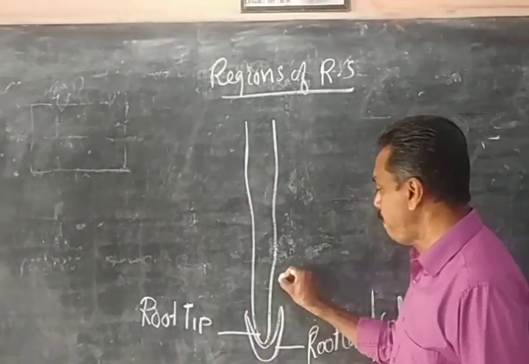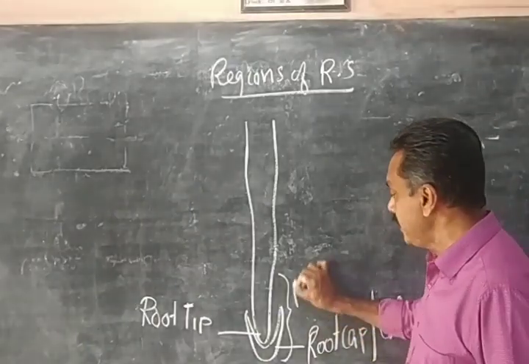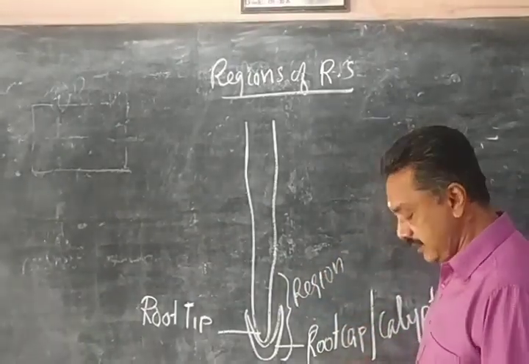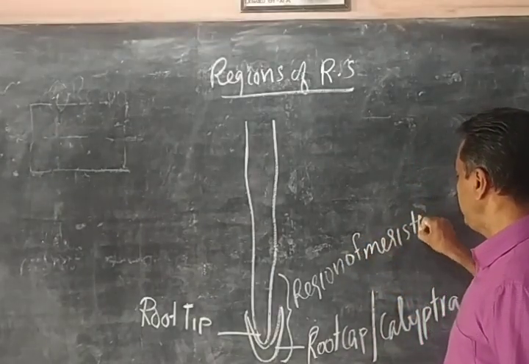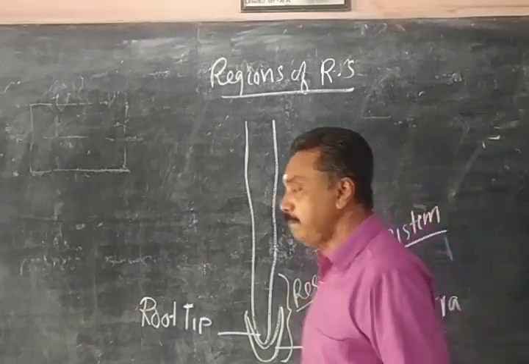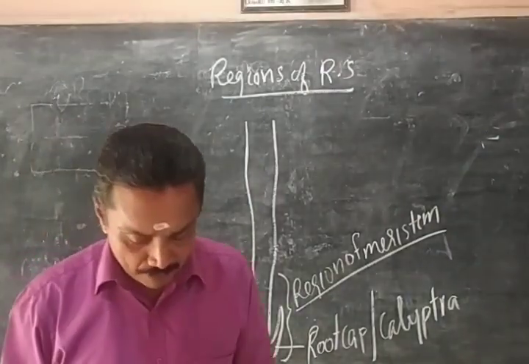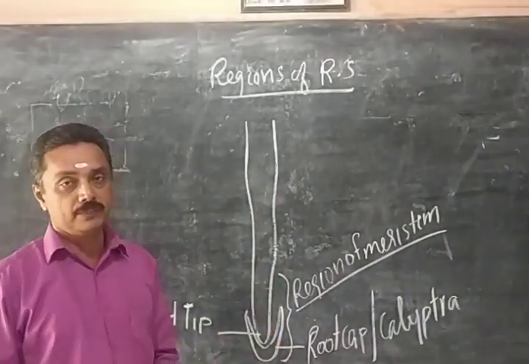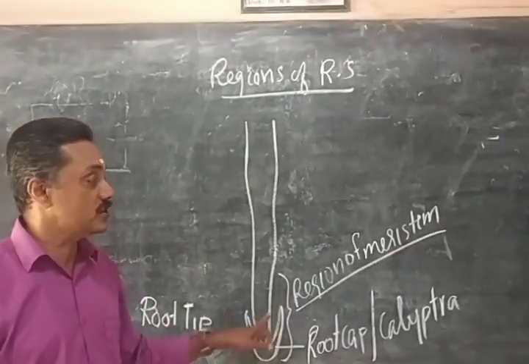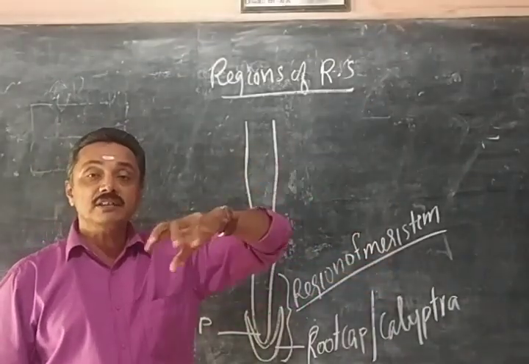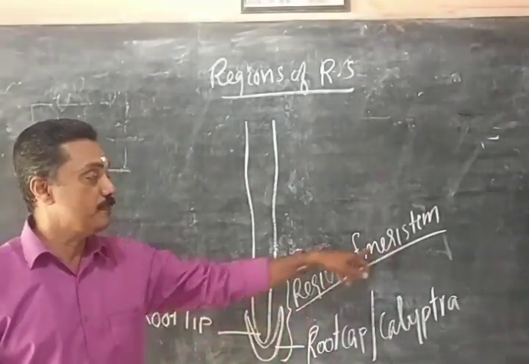This tip of the root system is called the region of meristematic activity, the region of meristem, because it is the growing tip of the root. Meristem means growing tip where the cells are dividing very fast. So the tip of the root system is called a growing tip, the region of meristematic activity.